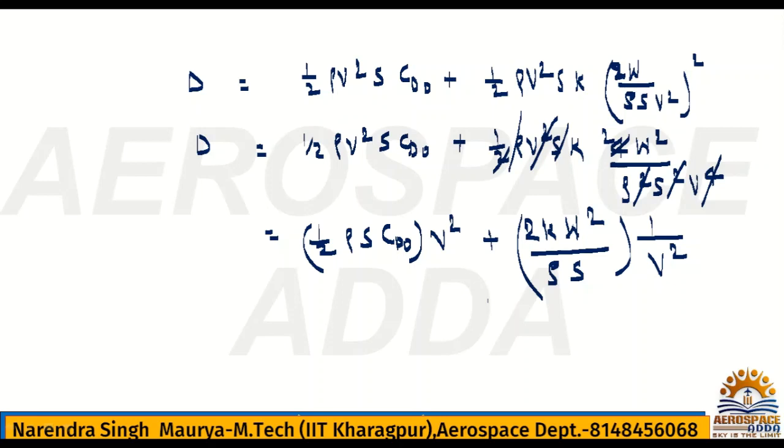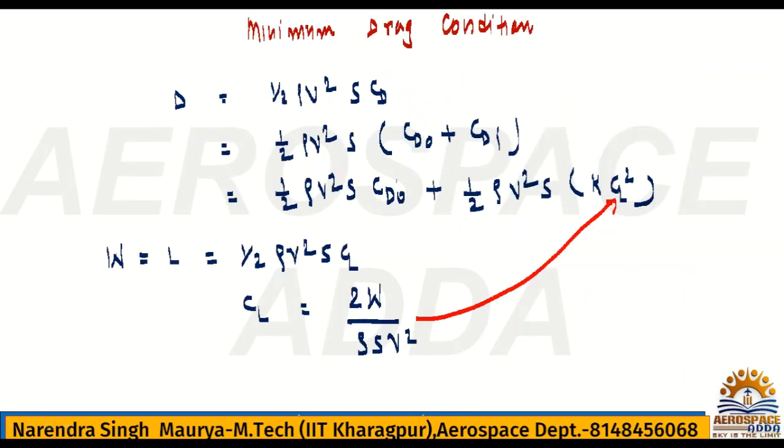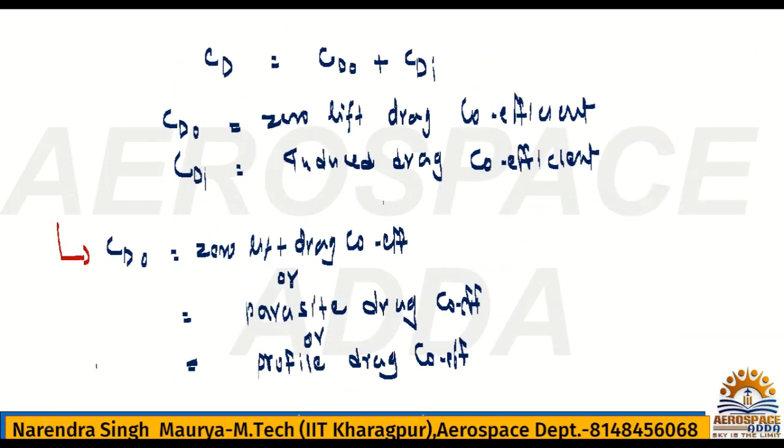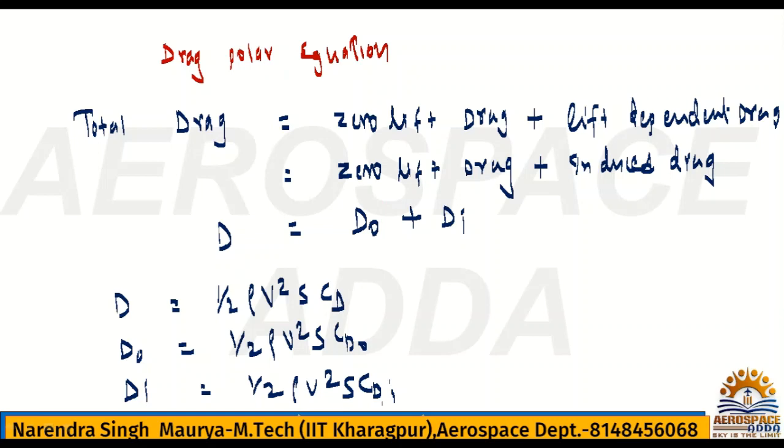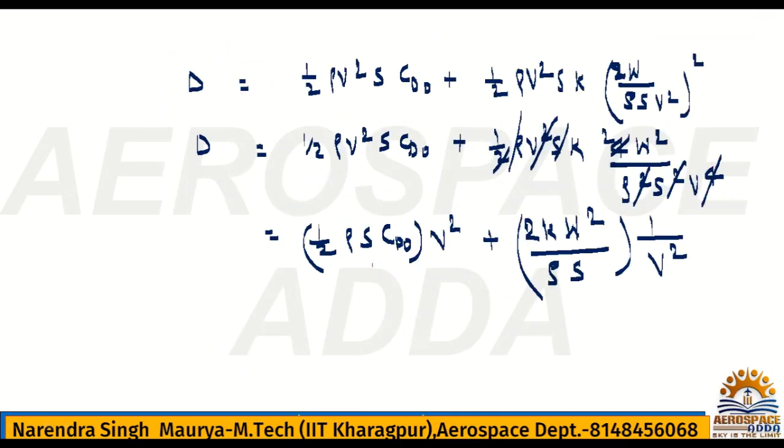Now check, a very important point I am just going to tell you. What is this first part? This first part comes from CD naught. Check this part: half rho V square S CD naught. This is nothing but D naught. What is D naught? It is the parasite drag, or you can say it is profile drag. Yes or no? So I can say this first part is nothing but parasite drag.